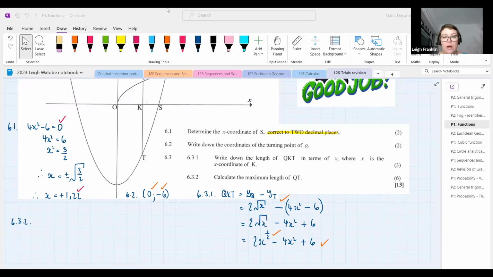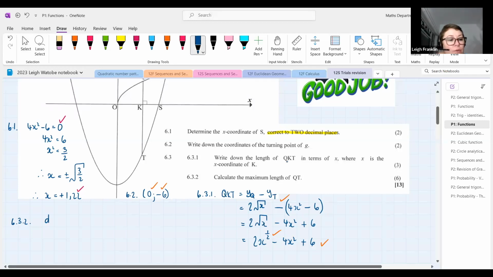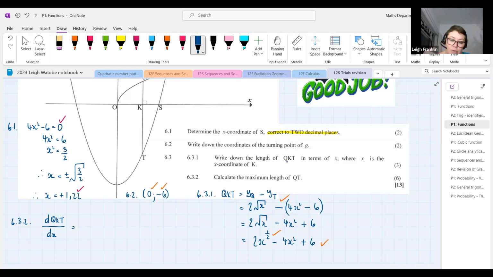That's not correct. Nkonizer, you're close, but that's not 100% correct. So we want to set it out like this. We're going to take the derivative of QKT with respect to x. Okay, so set it out like that.